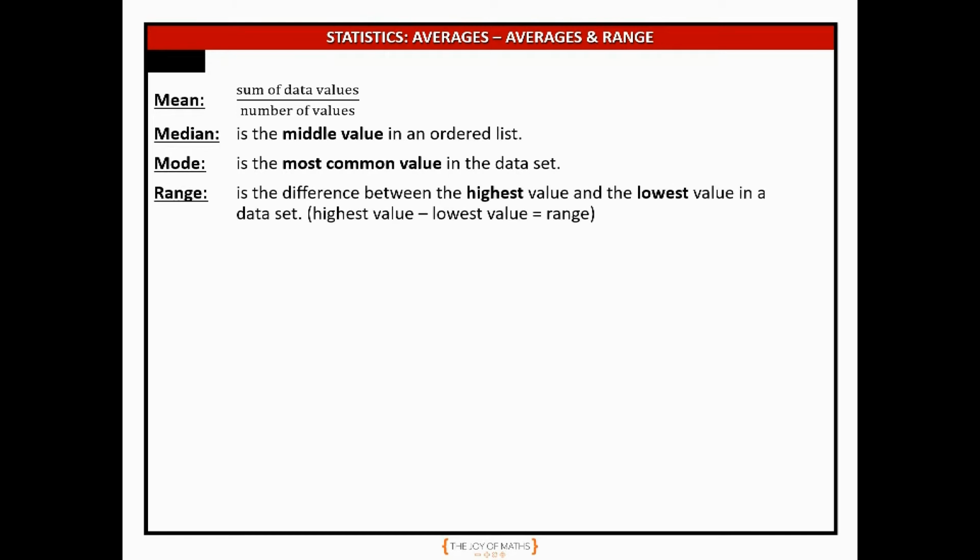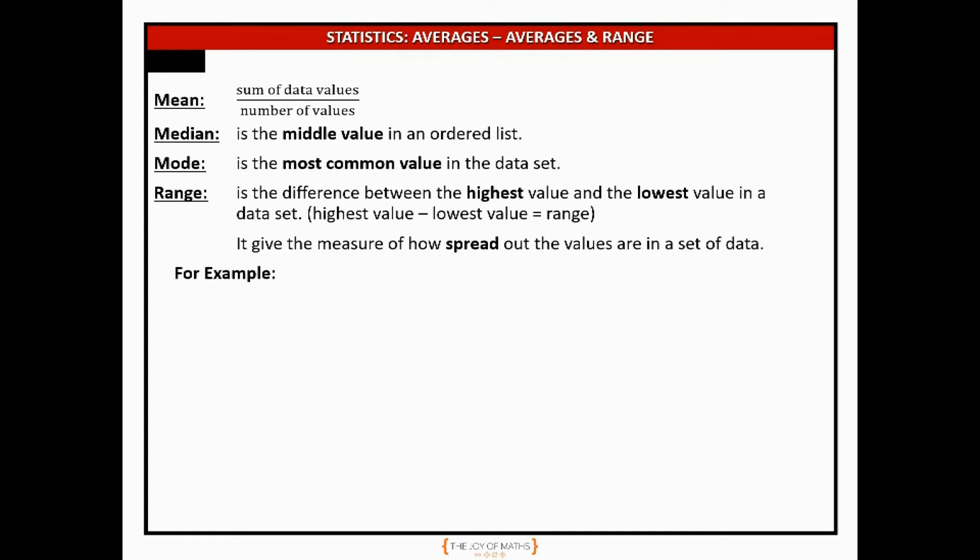And the range is the difference between the highest value and the lowest value in a data set, and this gives you a measure of spread of the values of the data set. So it can tell you how wide apart the data is or how close together it is, and that can give you a measure of consistency or variability.